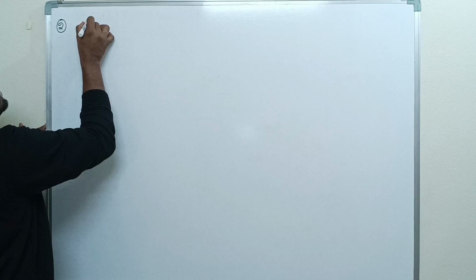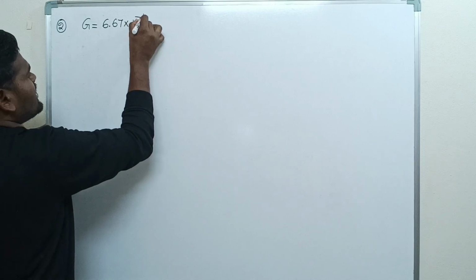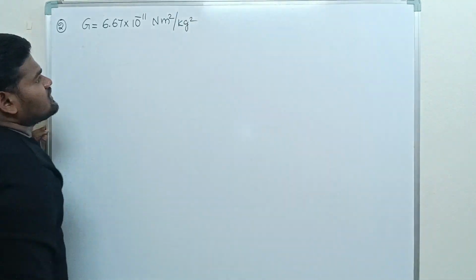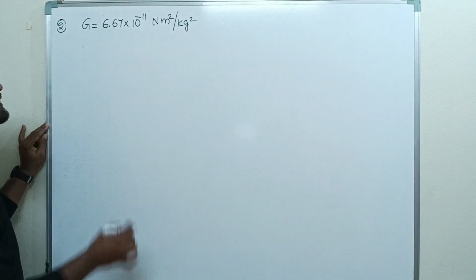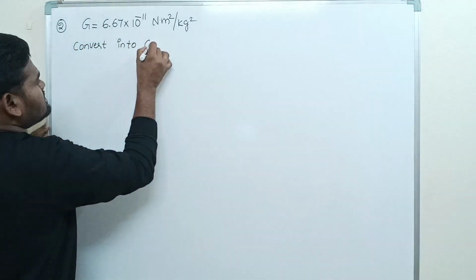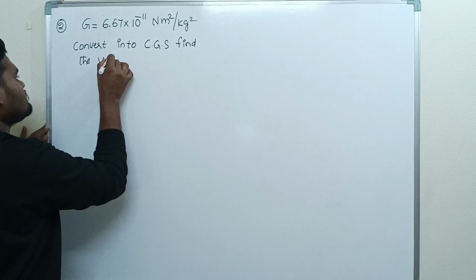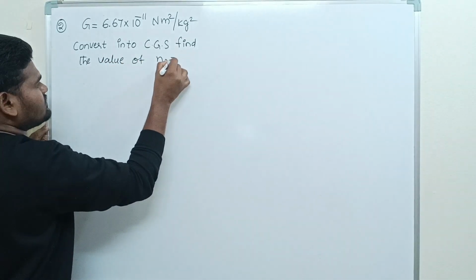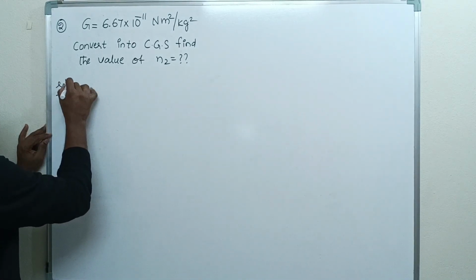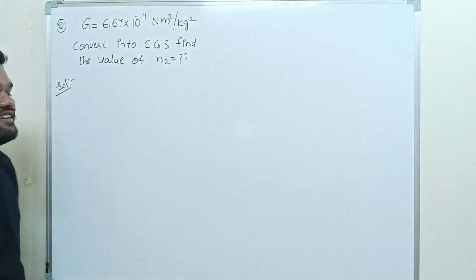Okay, so the second example is capital G is equal to 6.67 into 10 to the power of minus 11 Newton meter square per kg square. Okay, so convert this into CGS. Find the value of N2. So pause the video and try the solution. 3, 2, 1. Right, have a look.